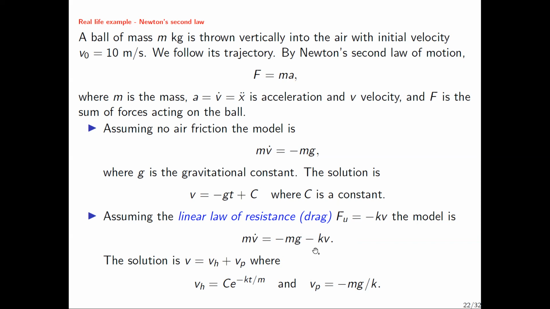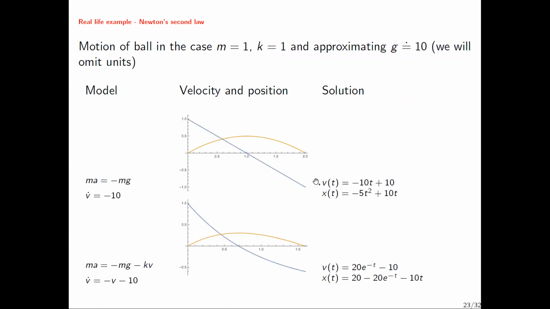And what we get is a linear differential equation in the dependent variable, which is velocity, and the independent variable, which is time. And also this equation is easily solvable. In this case, the velocity is not a linear function of t, but it is an exponential function of t. So velocity depends on the time exponentially.